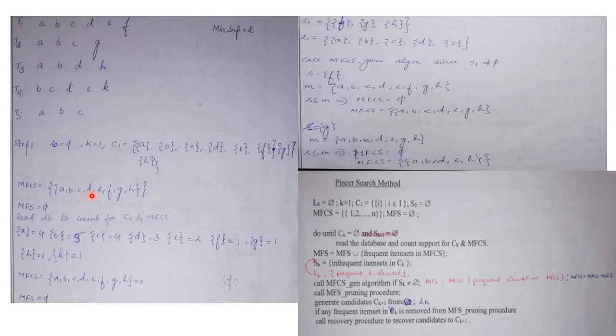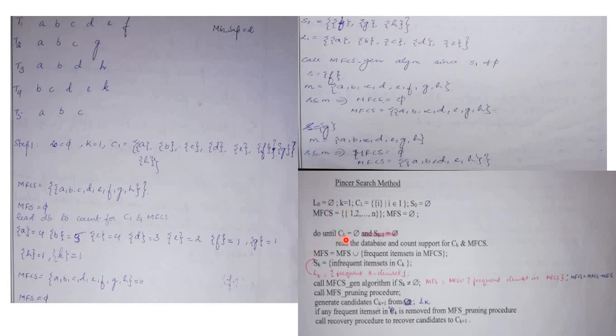So MFCS will hold A, B, C, D, E, F, G, H. So it will hold the maximal candidate set. And we initialize MFS, that is maximal frequent set, as a null set because we have just started and we do not have any frequent item set which is maximal in nature as of now. So initially we initialize all these data structures.